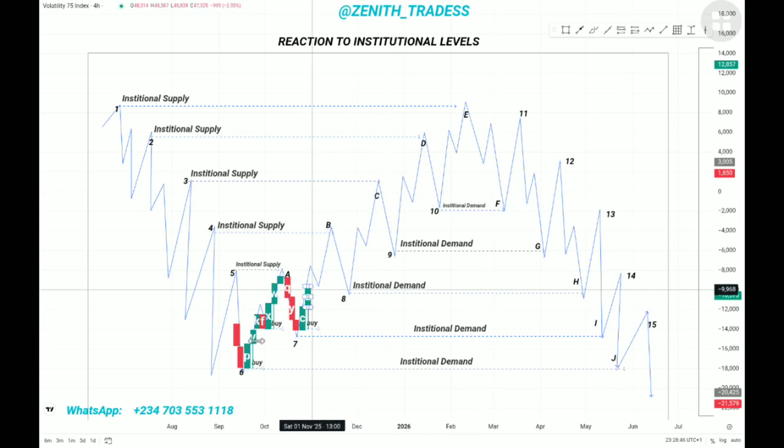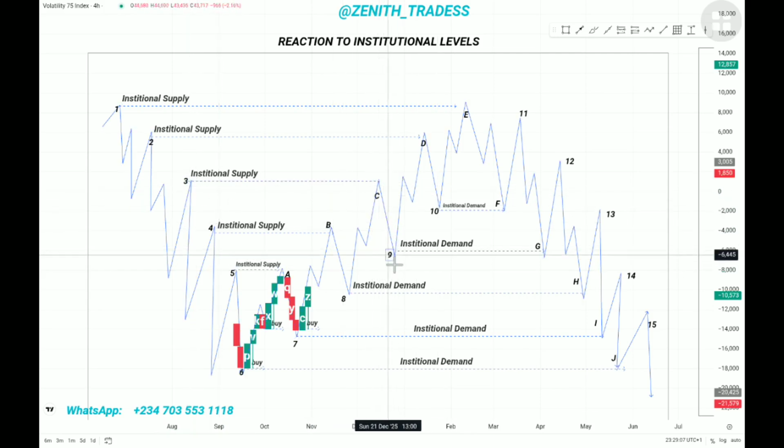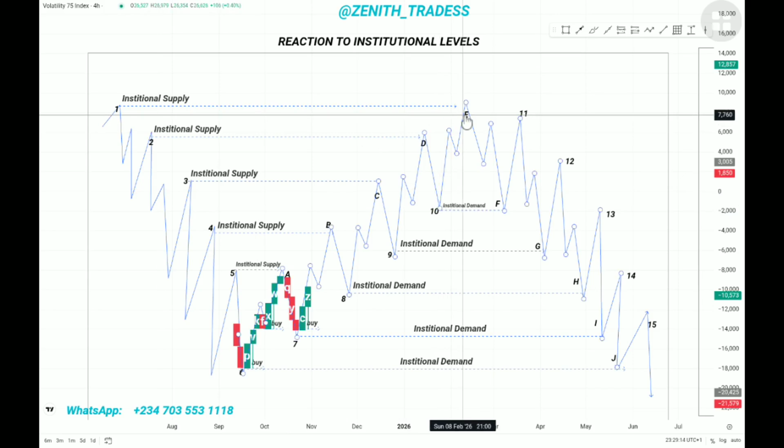Now when 6 moved to A, it reacted to 5 before it begins its corrective move and pushes price to 7. Are we there? B reacted to 4, institutional supply, before it pushes price to 8. C reacted to 3 before it pushes price to 9. D reacted to 2 before it pushes price to 10. E reacted to 1 before it pushes price off.